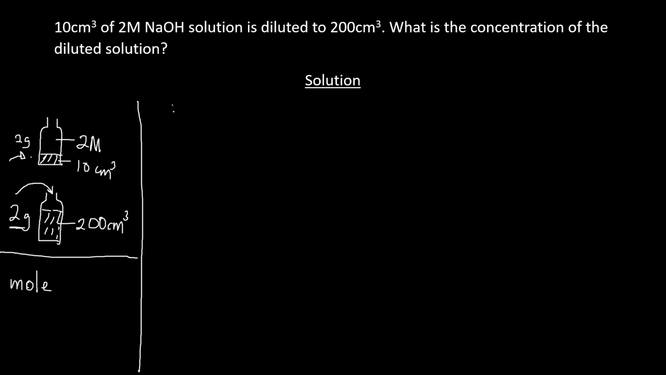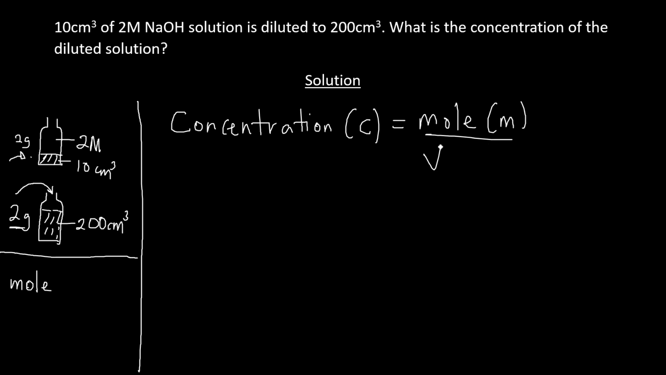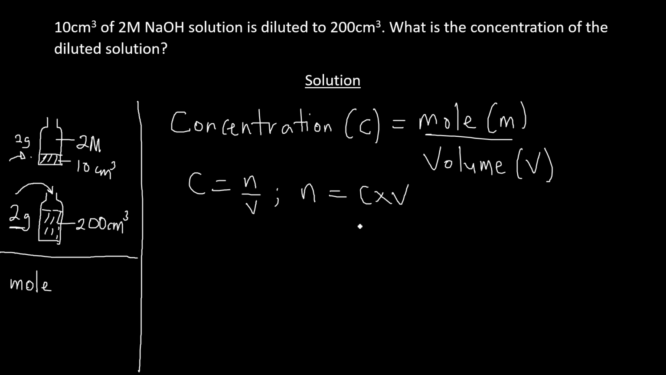So even after a solution has been diluted, the amount of substance in it remains the same. Now that we've gotten this basic understanding that the amount of substance doesn't change after the dilution, we can move straight to answering our question. Now, we've been told that the concentration of the original solution is 2 molar. But what is the formula for concentration? Concentration is equal to mole divided by volume. So from this equation, C is equal to n divided by V, we can state that n, which is the amount of substance, or mole, is equal to concentration times volume.